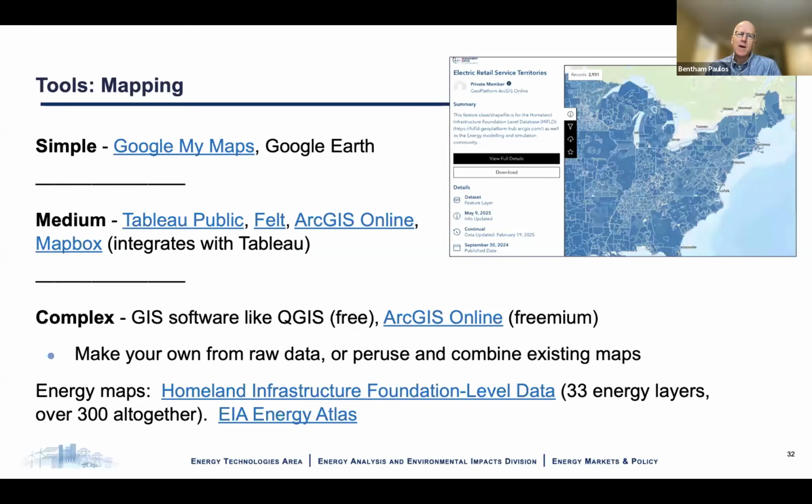A couple sources for mapping data. The EIA Energy Atlas has a lot going on, and the Department of Homeland Security has a site called the Homeland Infrastructure Foundation Level Data, HIFLD site. They have a few hundred different types of maps that are publicly available, including over 30 dealing with energy. And this one on the top right is an example. These are electric service territories in GIS format. So it hasn't been color coded in any way, which is why they all look blue. But you can import that into your GIS program and then tweak it as you see fit.